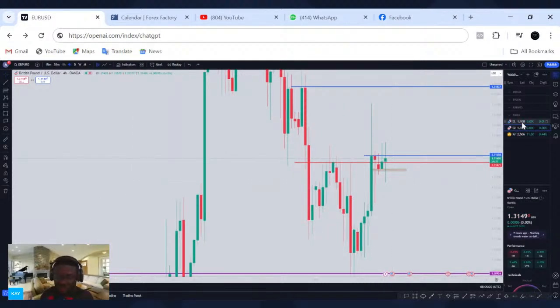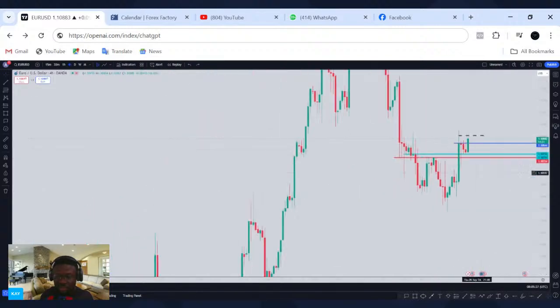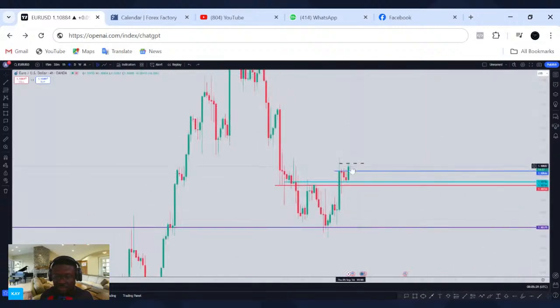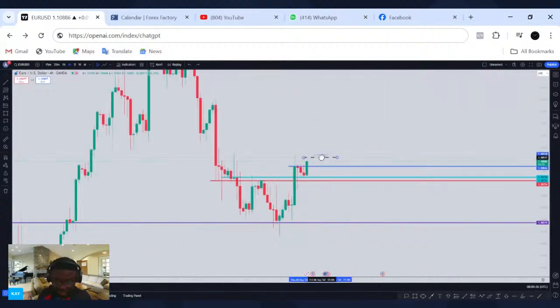So this one closing bullish is going to be a nice move. Let's hope that if it closes like this, I can feel the money. I can feel it.